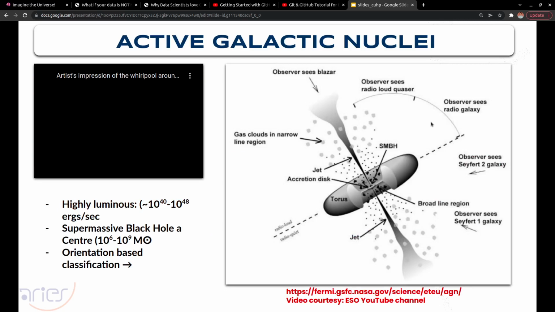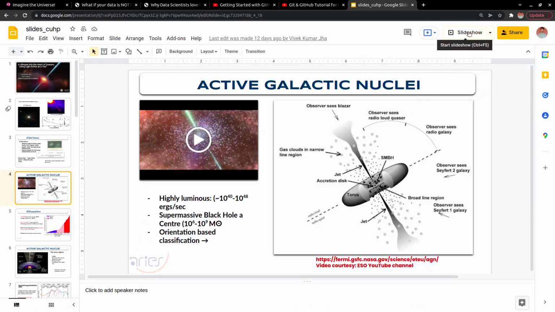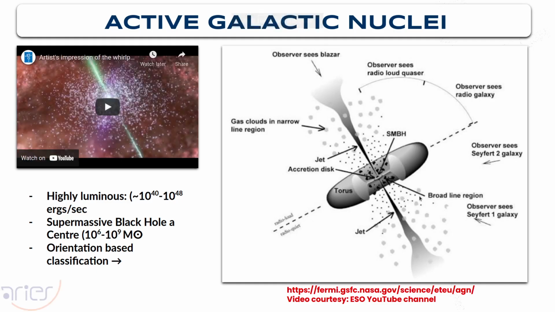So if you are looking at the galaxy from somewhere here, the observer will see type 2. While if you see it from here, the observer will see the type 1 galaxy. So only type 1 galaxies have the view of the broad line and the innermost regions, and type 2 will have your torus blocking the view.